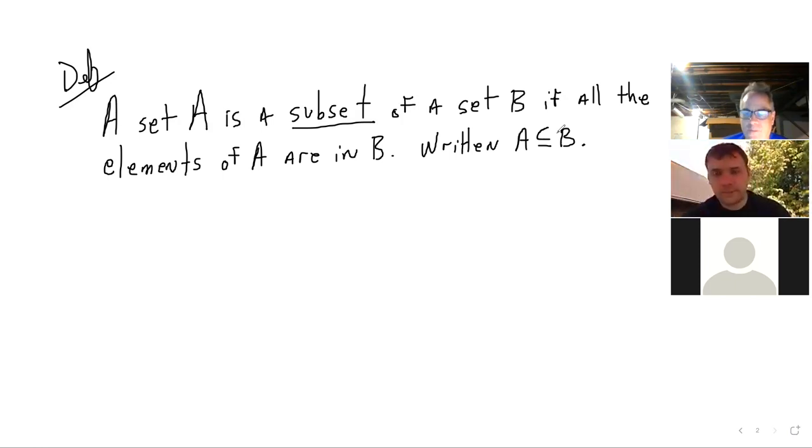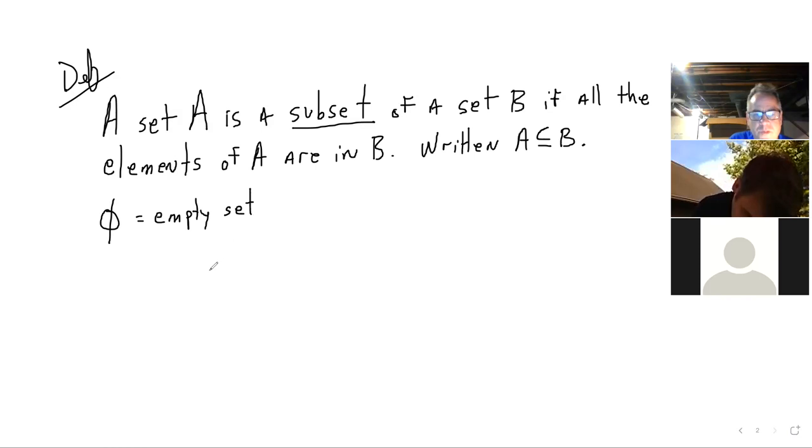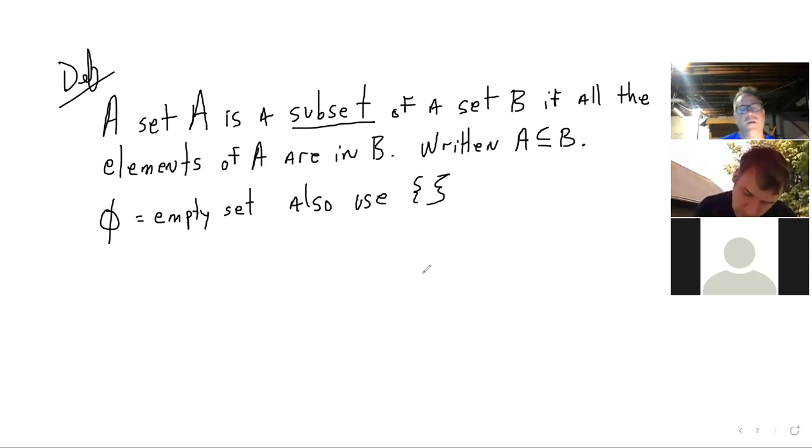The one set that everybody always misses when we start this is the set with no elements. We refer to that as the empty set. Usually a circle with a line through it is the way we represent the empty set. You can also use 2 braces with nothing in between. I use this.